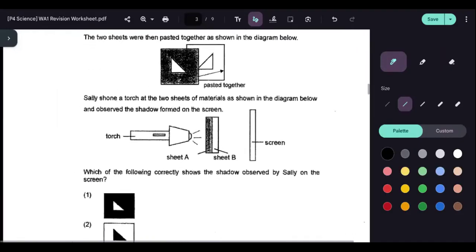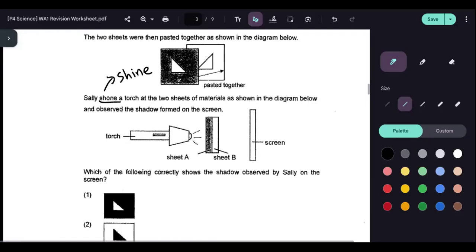So they were pasted together. Okay, so it's like that. You just paste together. Sally shone a torch. Shone means shine. Okay, for those who are very bad in their English, shone means shine. A torch at the 2 sheets of materials as shown in the diagram below and observe the shadow formed on the screen. Now, the question is, which of the following correctly shows the shadow observed by Sally on the screen?